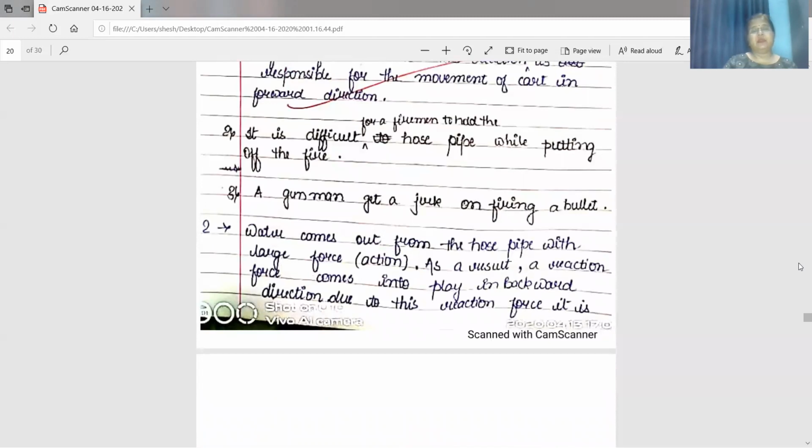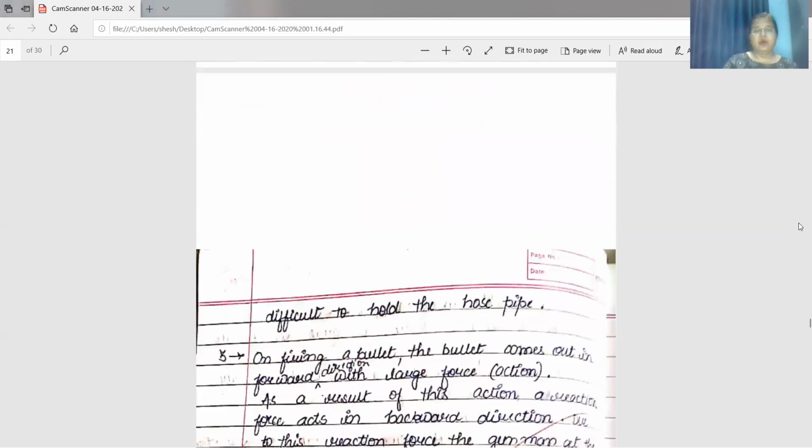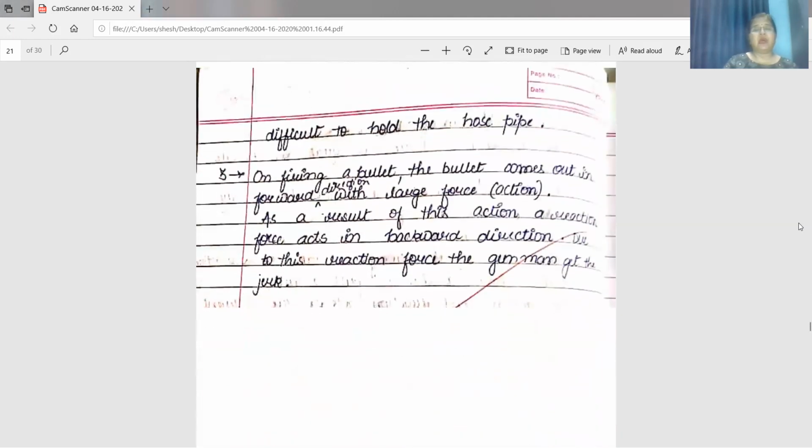Number 3, a gunman gets a jerk on firing a bullet. This is also because of Newton's third law of motion. On firing a bullet, the bullet comes out in the forward direction with large force. This is action. As a result of this action, a reaction force acts in the backward direction. And due to this reaction force, the gunman gets jerked.